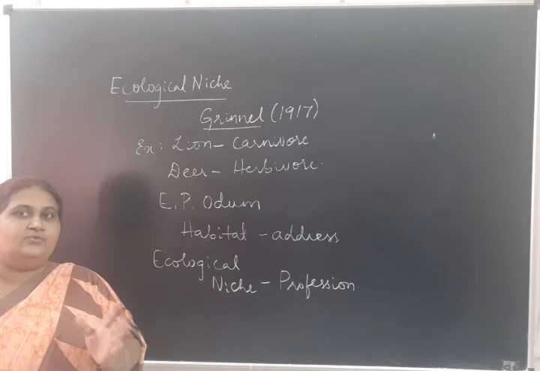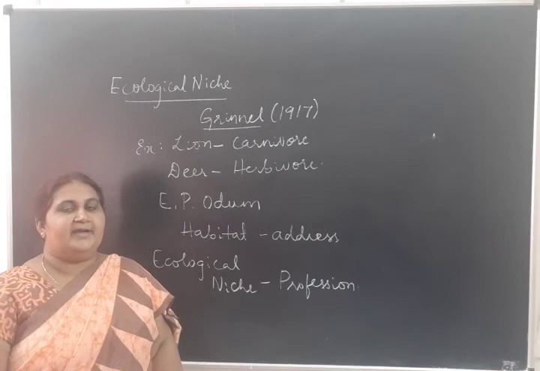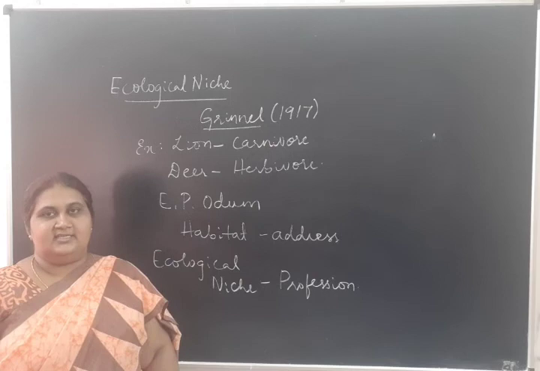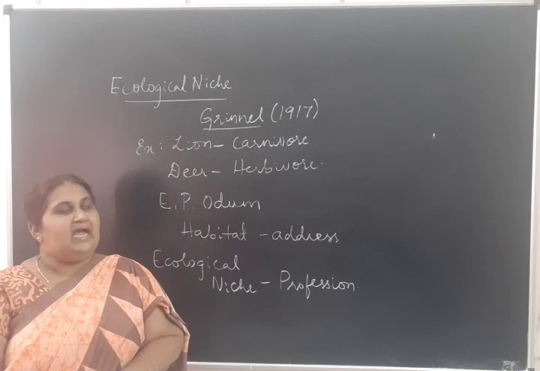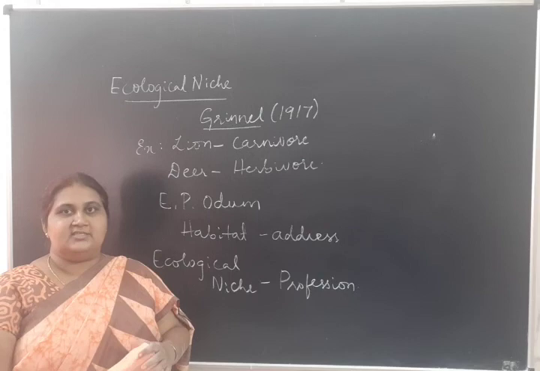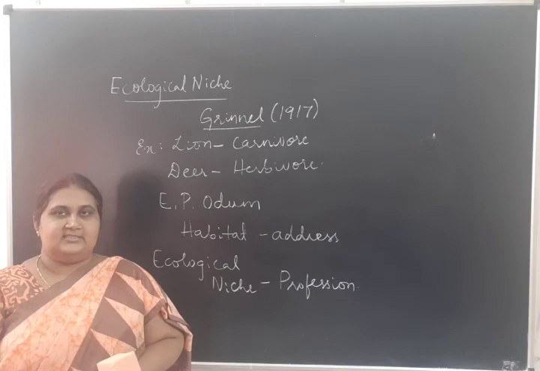So two species having the same ecological niche cannot survive together. There occurs competition and the weaker one might be eliminated. Lion and deer can be present in the same habitat, but two herbivore species cannot be present within a habitat for a long duration. There arises competition and the weaker one will be eliminated.